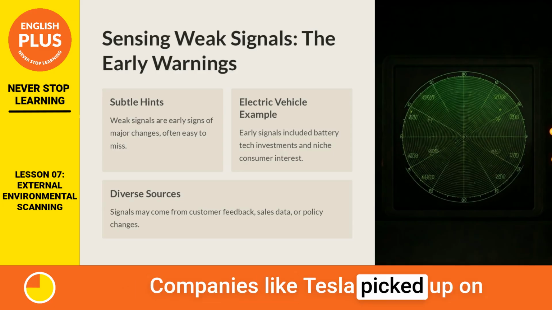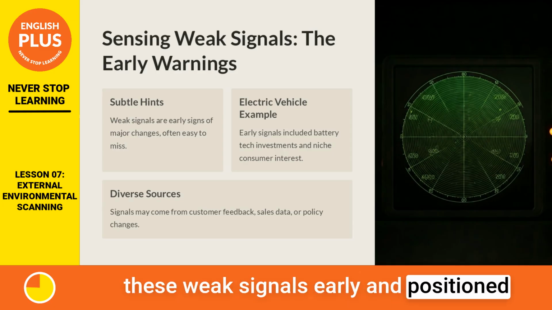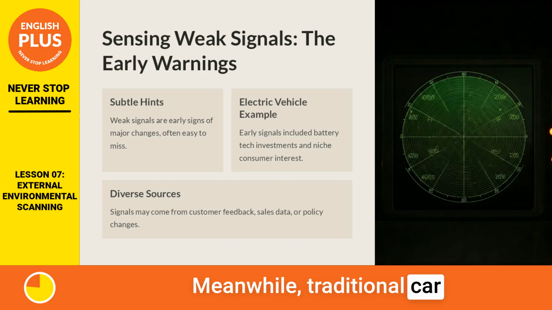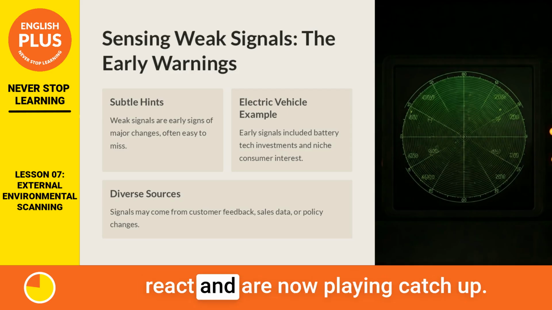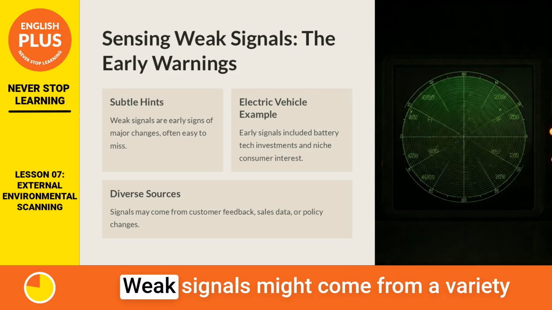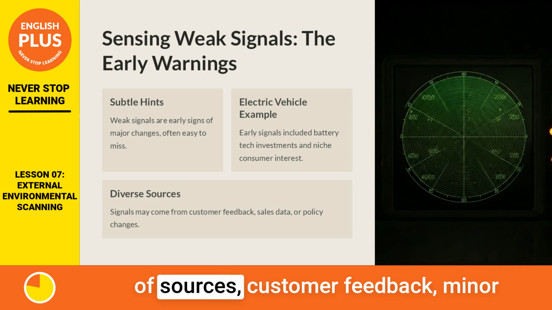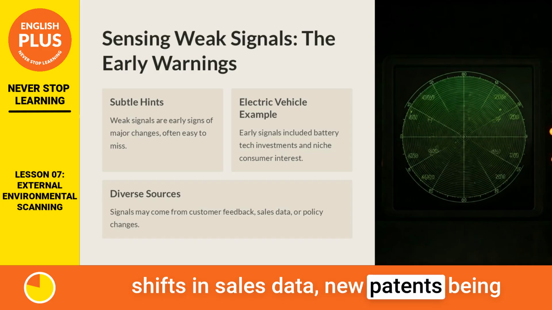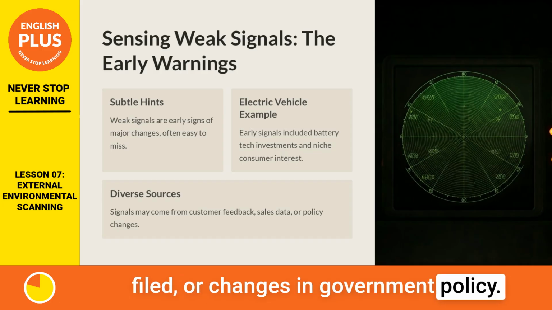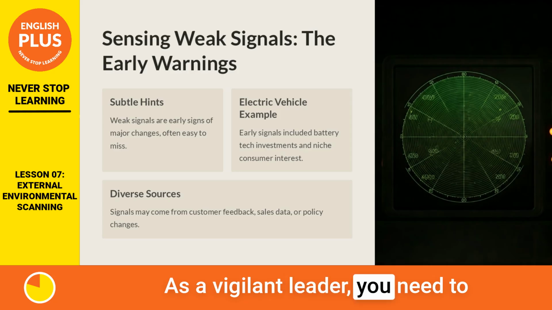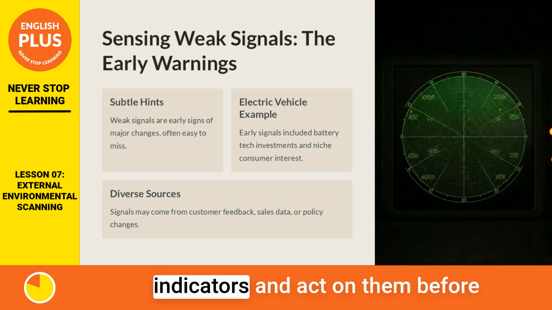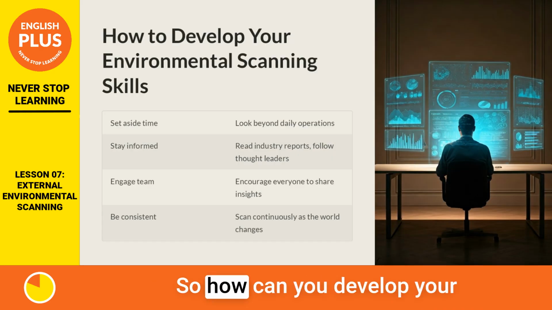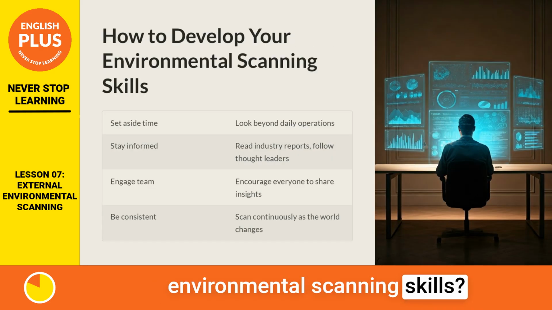Companies like Tesla picked up on these weak signals early and positioned themselves to dominate the EV market. Meanwhile, traditional car manufacturers were slower to react and are now playing catch-up. Weak signals might come from a variety of sources: customer feedback, minor shifts in sales data, new patents being filed, or changes in government policy. As a vigilant leader, you need to train yourself to notice these small indicators and act on them before they turn into full-blown trends.